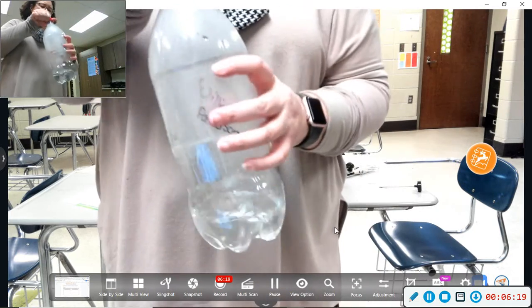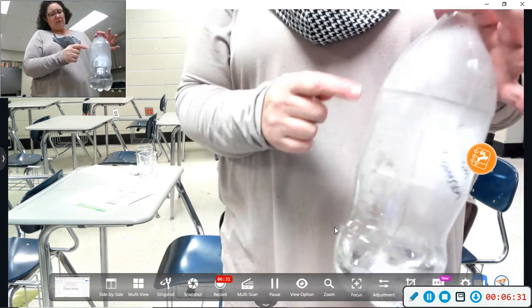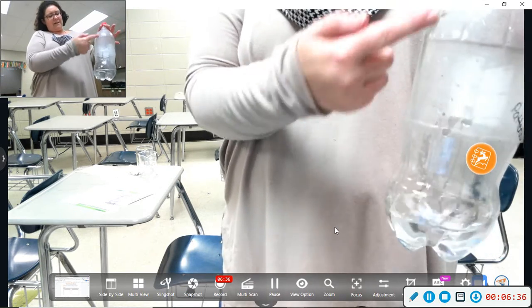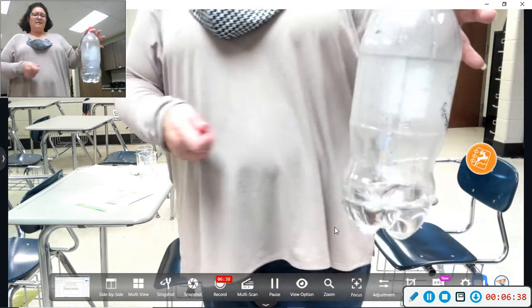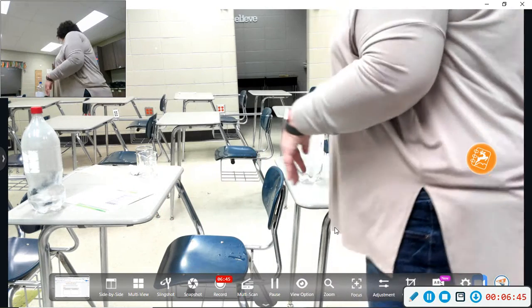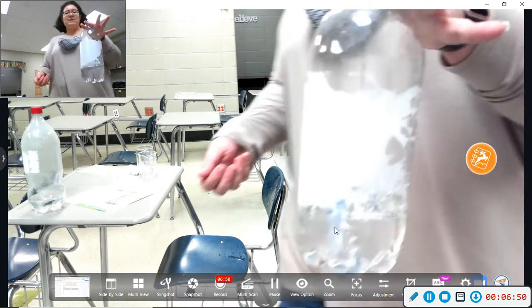Okay, and then on the other side where I had the ice, if we look on the inside, we can see that there are definitely some water droplets on the inside. And of course, the ice melted going down the side of it because the water's hot. Okay, now let's do the cold. So this is our cold water.